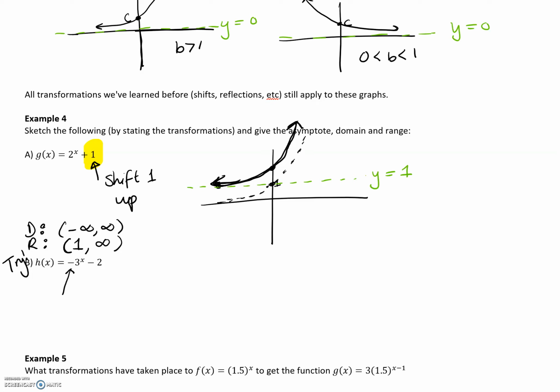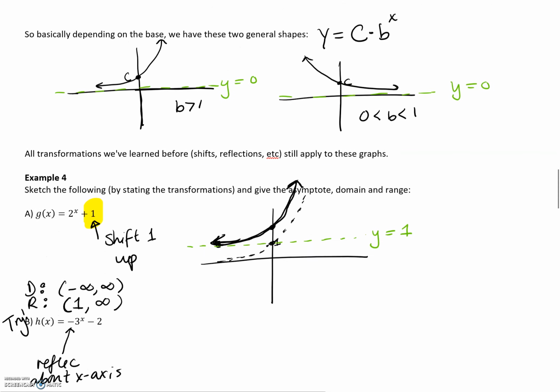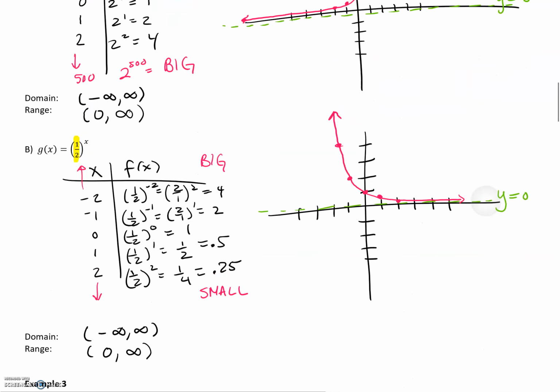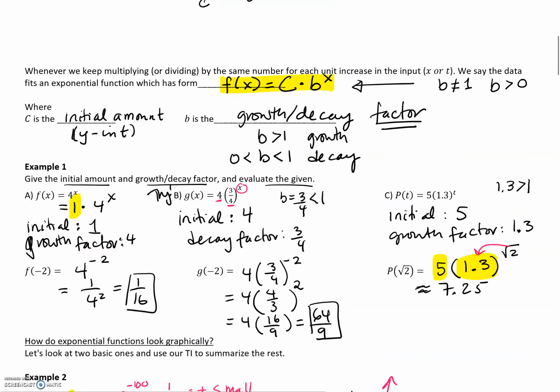Remember, a negative outside of 3 to the x means it's reflected about the x-axis, meaning all the y values become the opposite of what they were. Now, please don't confuse that with, let's scroll up quickly. Up here, when we were talking about exponential functions, remember I said that b is always bigger than 0, meaning the base is always positive. So this base, b, is positive, and then I could have a positive or a negative number in front of it that could potentially reflect it. That's what's going on in this problem.